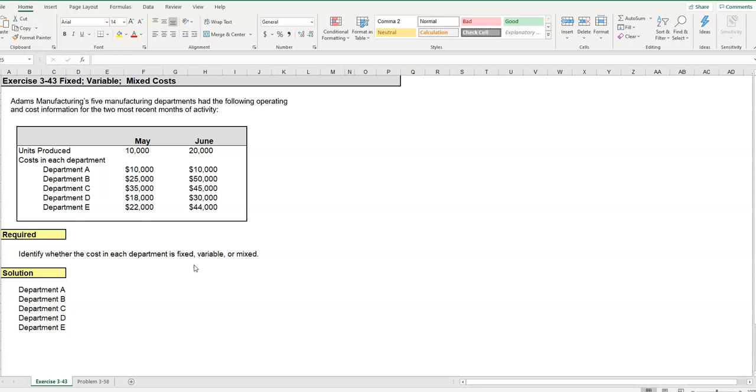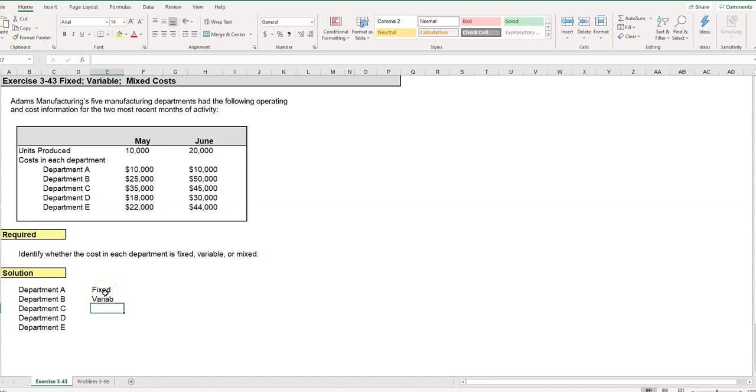In Department A, we have $10,000 both months, even though we doubled our unit production. So Department A's costs would be fixed. In Department B, we double our costs with the doubling of production. Department B's costs are variable.